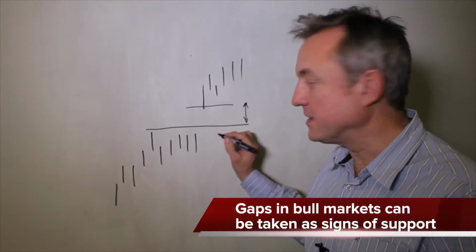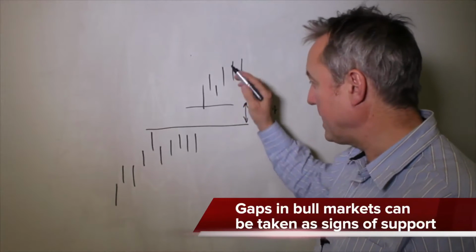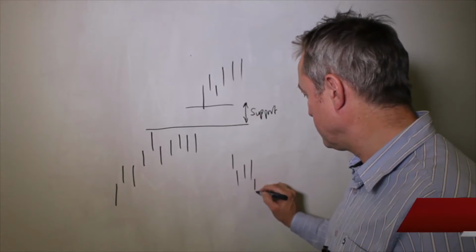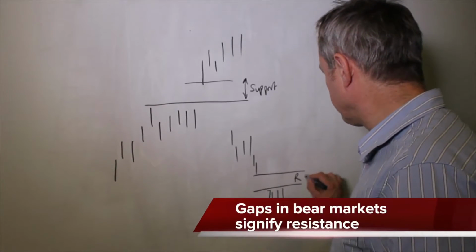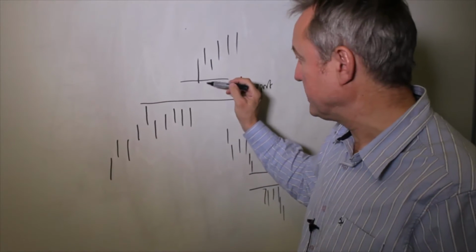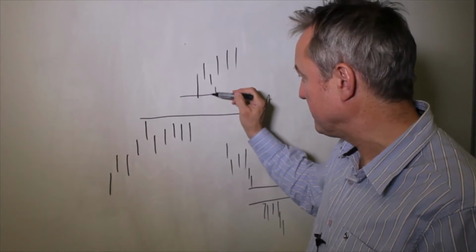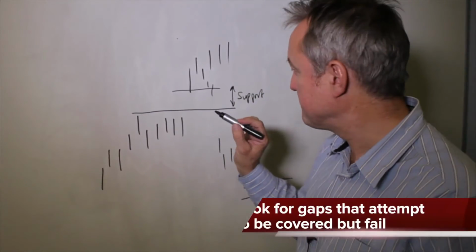Gaps in bull markets are support, and in bear markets a gap would be resistance. There is a tendency amongst markets to want to try and cover gaps, but it gives us great information. If the gap is attempted to be covered and fails, it's a very, very bull sign.